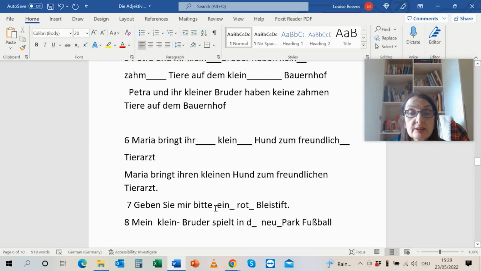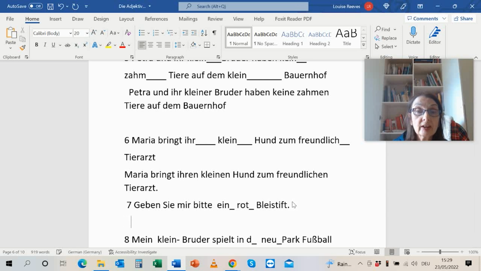Geben Sie mir bitte, give me what, and the what being in the accusative. Bleistift is masculine, it's singular, and it's accusative. So the adjective has to look like this. So, geben Sie mir bitte, always be polite, einen roten Bleistift.